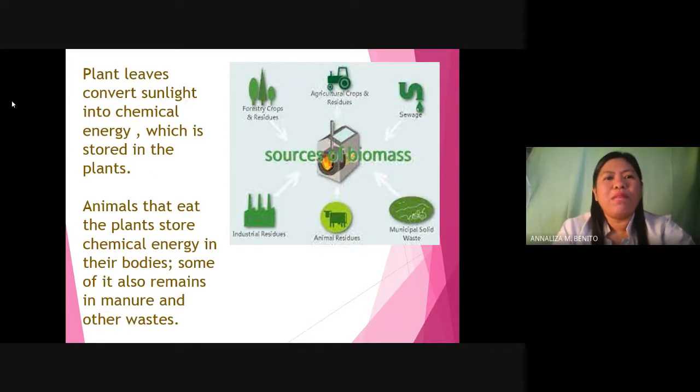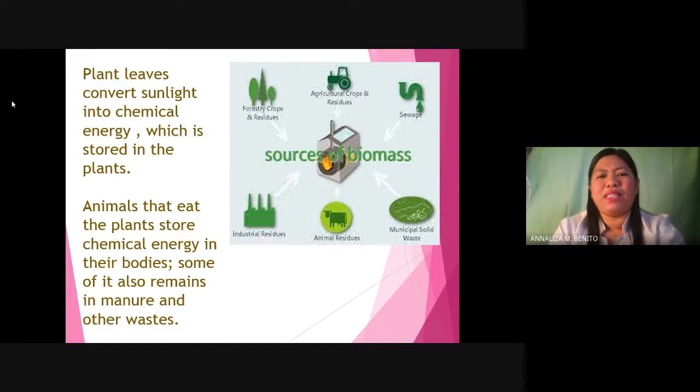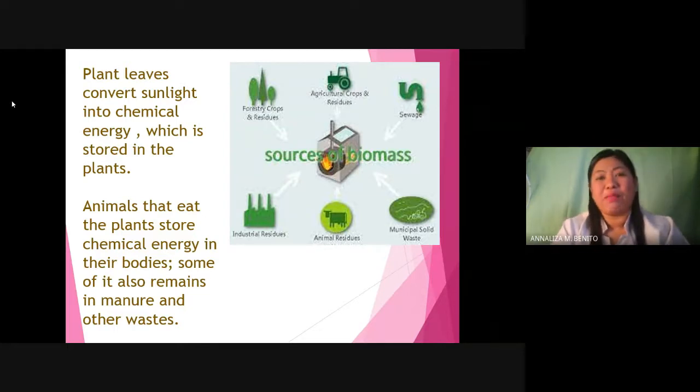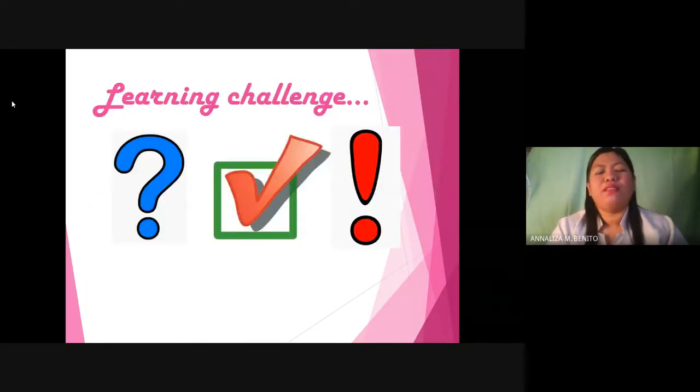Plant leaves convert sunlight into chemical energy, which is stored in the plants. Animals that eat the plants store chemical energy in their bodies. Some of it also remains in manure and other waste. All right, so that's all for today.